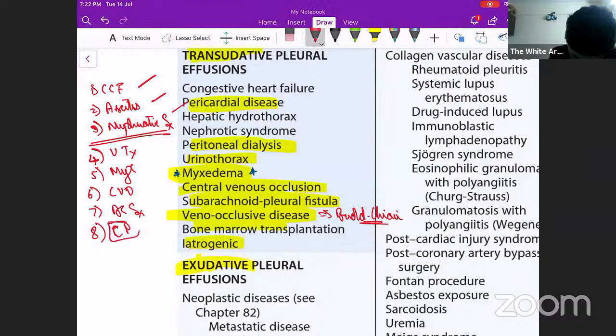Don't forget constrictive pericarditis. We might end up marking exudative because pericarditis means inflammation. So we will end up marking exudative. But no, constrictive pericarditis also causes transudative pleural effusion. So please remember the causes for transudative pleural effusion.